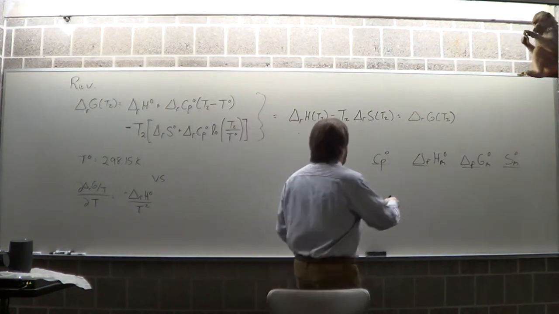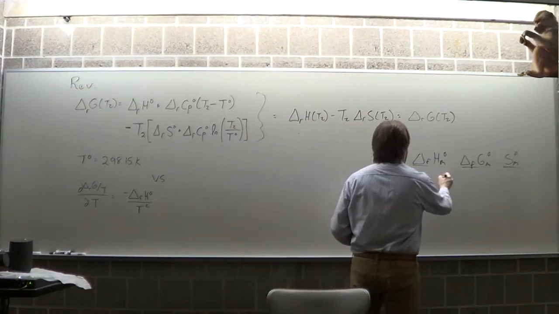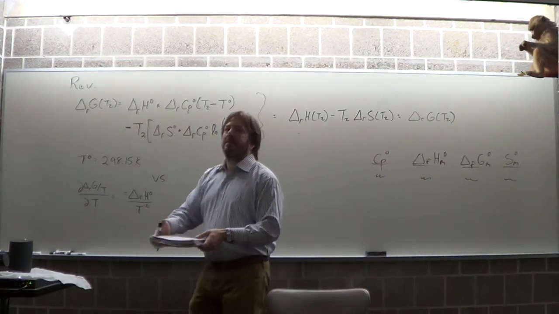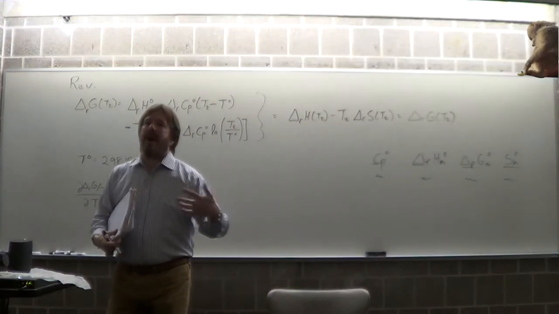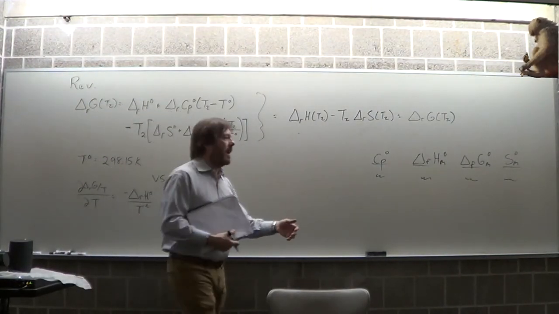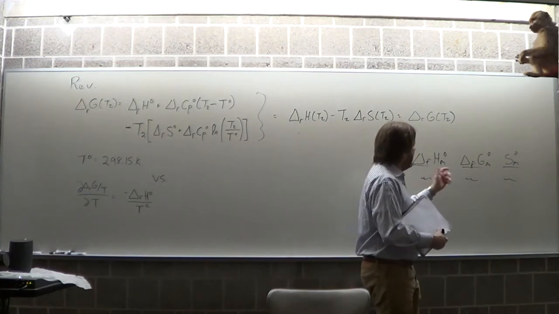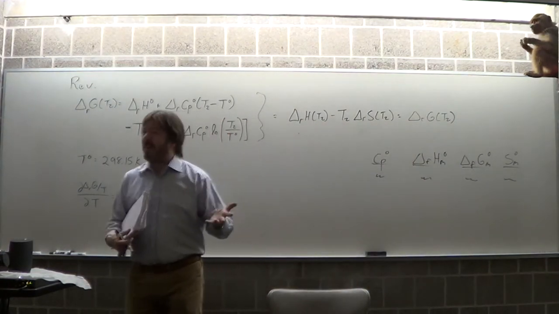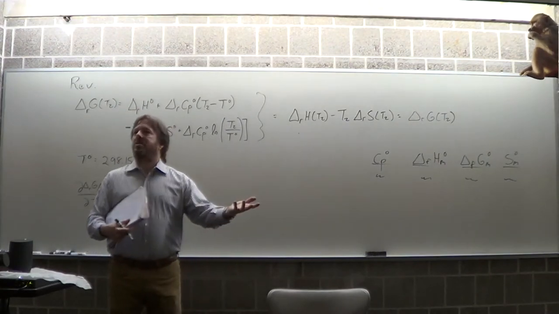Okay, so A goes to B. What you do if you want delta G is you look up the delta G formation of B minus the delta G formation of A. I'm talking about high school stuff. There's your answer. Now the reason I have H, S, and CP is if you want this at a different temperature, which is going to be kind of frequent, it gives me questions to ask as well.